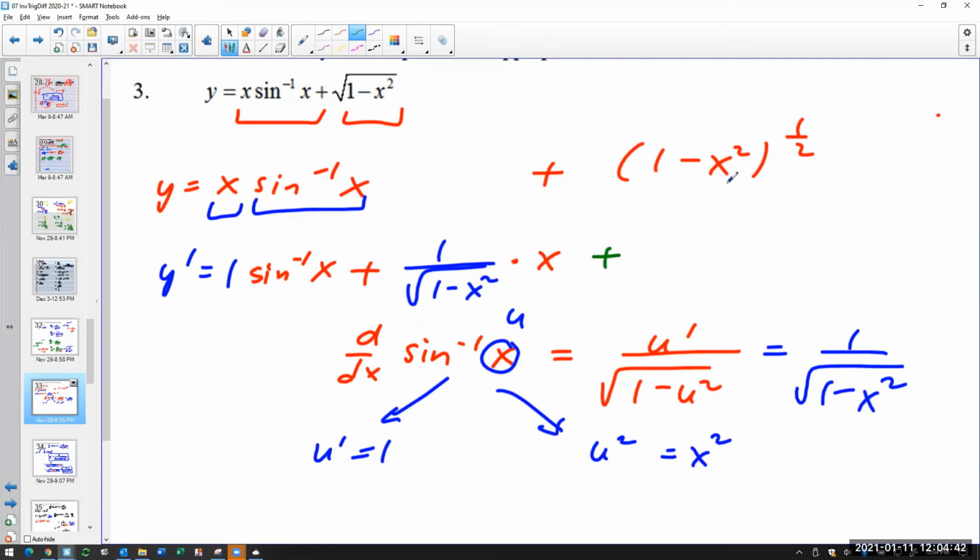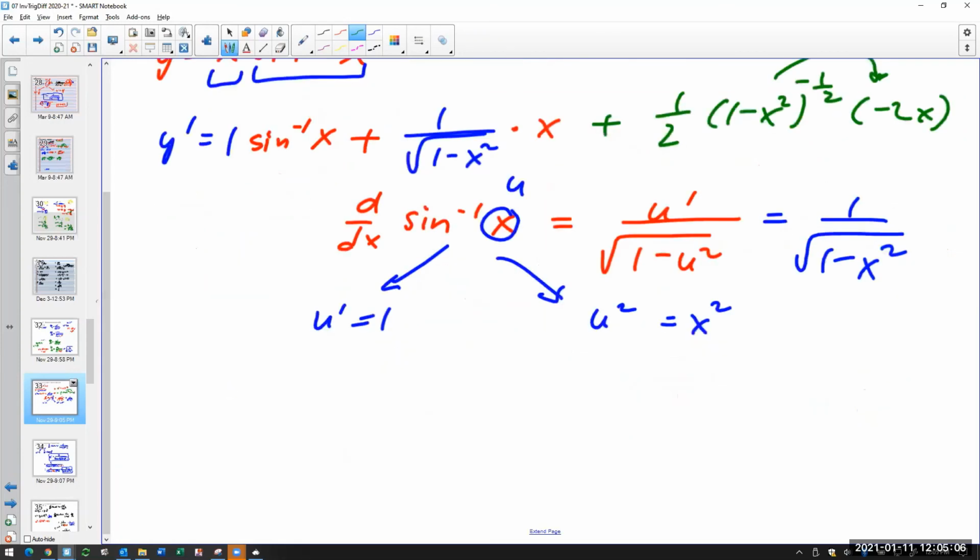And this is just chain rule, right? So you guys can do this. The derivative of this is going to be 1/2 times 1 over the square root. Leave the inside alone. Leave him alone, guys. Take the power down by 1. Don't forget to multiply by the derivative of the inside. Okay?